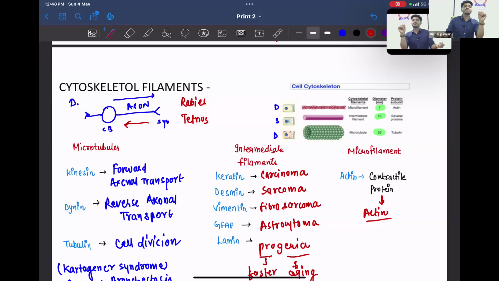Next thing we are having is about tetanus. You are traveling on a road. Tetanus is due to which organism?